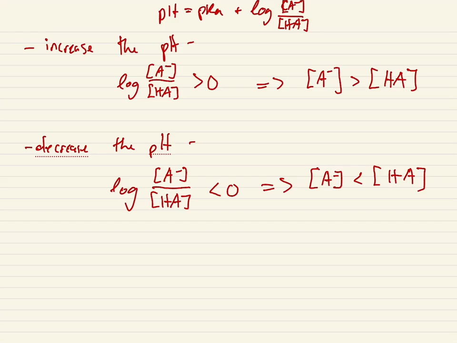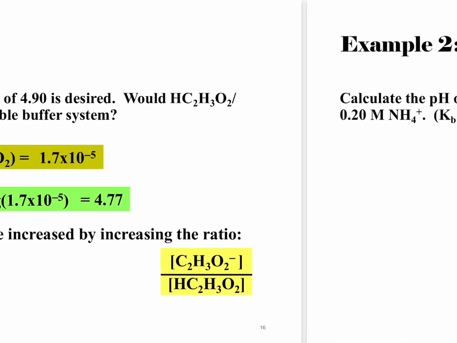So the buffer is naturally around the range of the pKa of whatever weak acid or weak base you're using. You can adjust that range by adjusting the weak acid to conjugate base ratio. We can see that just by analyzing how this equation has to change if we're trying to increase the pH on the left-hand side or decrease it. Okay.